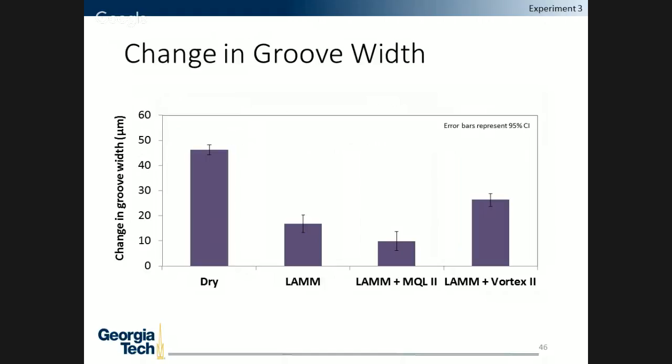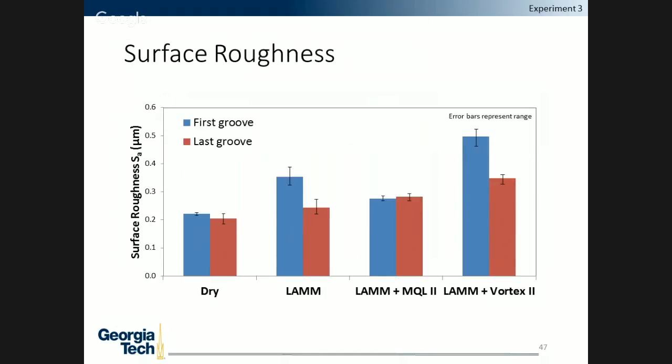So the groove width was also measured for the first and last groove, and the difference in groove width is shown here. As expected, dry had the worst, LAMB benefited that, but interestingly, LAMB plus MQL had less change in groove width, suggesting that it can lead to better dimensional accuracy. Also interesting, LAMB plus Vortex did not benefit LAMB.